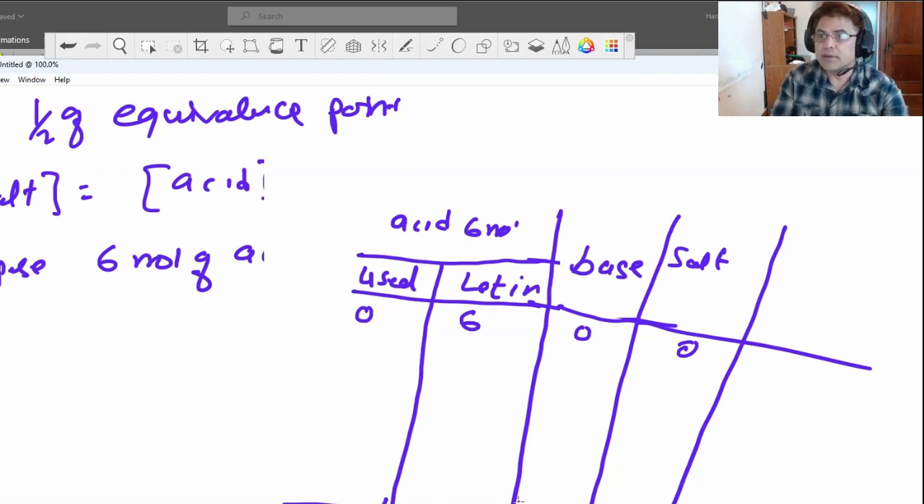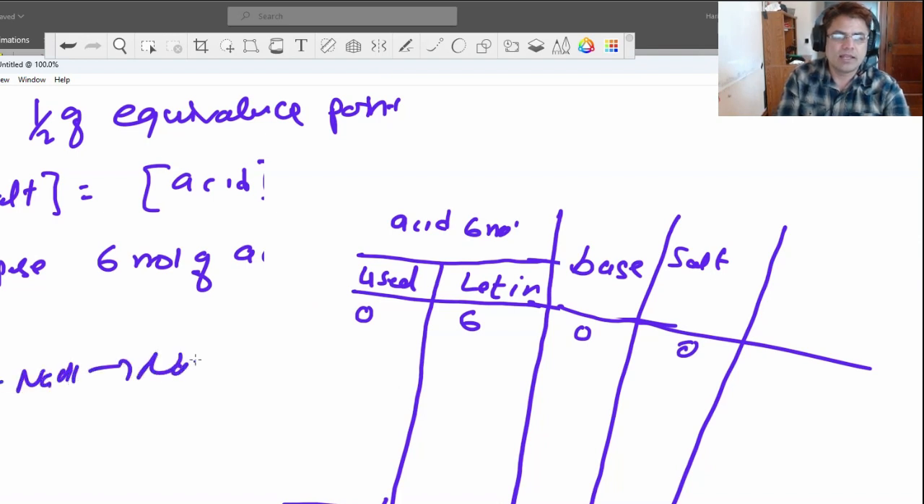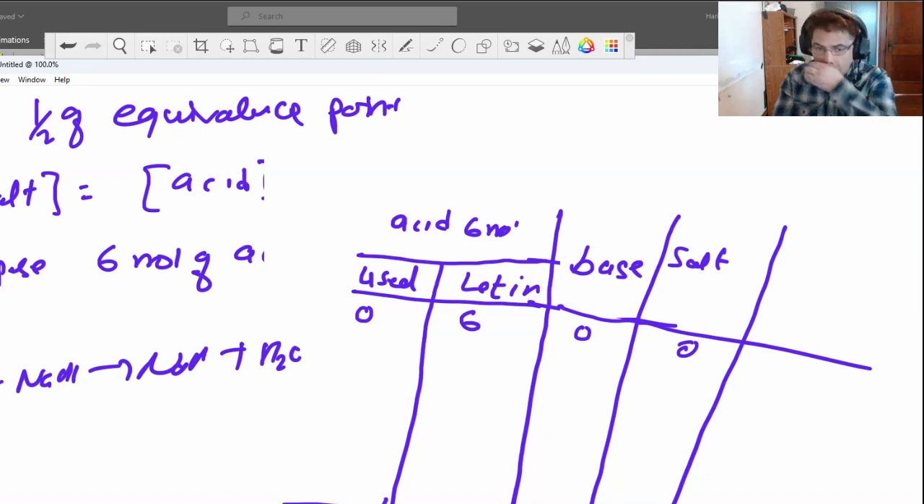And how much base are you adding? Then 6 mole base you are adding. And how much salt will form? All 6 mole salt will also form, because you know that HA + NaOH equals NaA + H2O. Everything is 1:1 ratio. That's why if 6 mole of acid is used, 6 mole of salt will form.